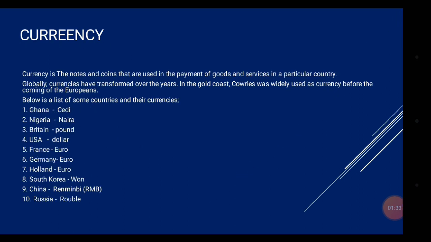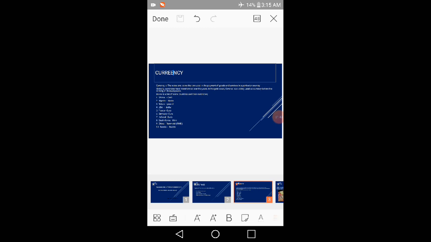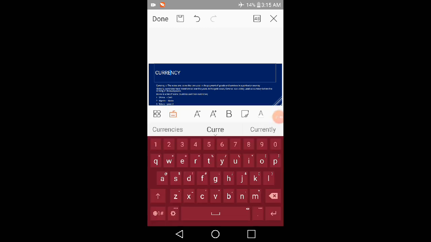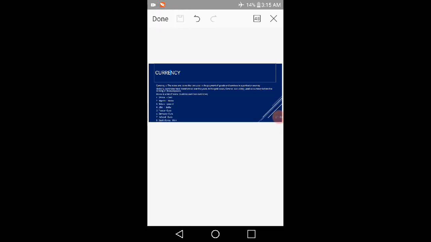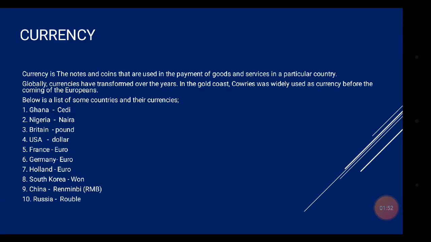Before we look at money, let's see currency. You hear currency, currency, currency. The Ghanaian currency. What at all is currency? Is currency money? Yes, currency is money.